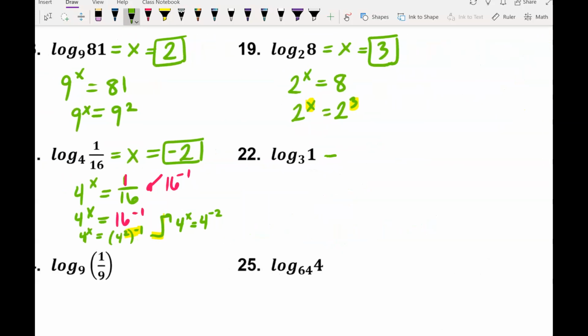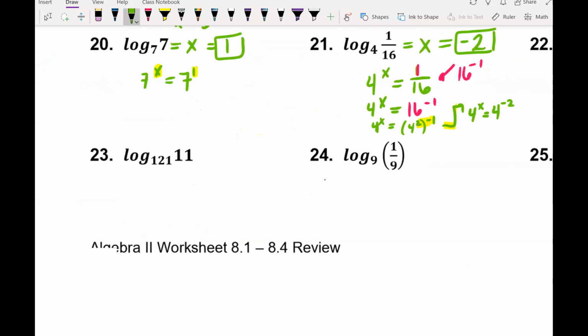Number 22, if I'm asking what does this equal? I'm asking 3 raised to what power is equal to 1? And that would actually be 0, because any number to the 0 power is equal to 1. So in this case, x is equal to 0. Keep on moving along here.